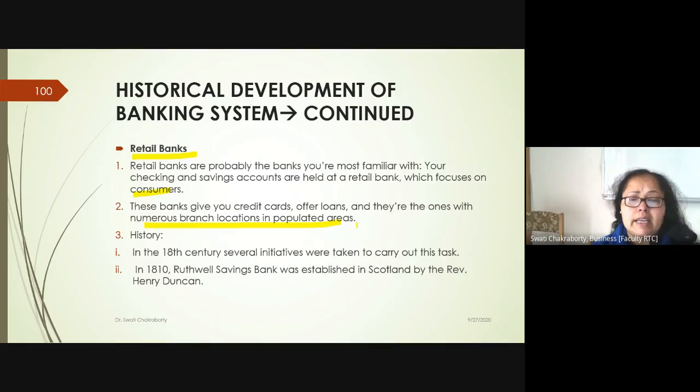In the 18th century, several initiatives were taken to carry out this task. And in 1810, as we said, Ruthwell Savings Bank was established in Scotland by Reverend Henry Duncan. So that's when it first came out.